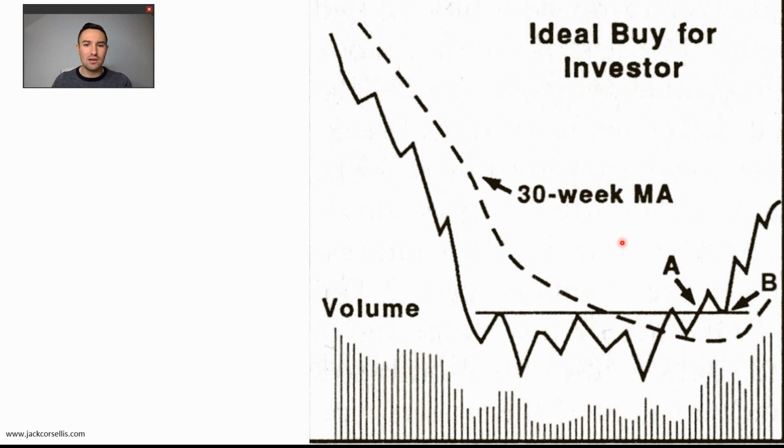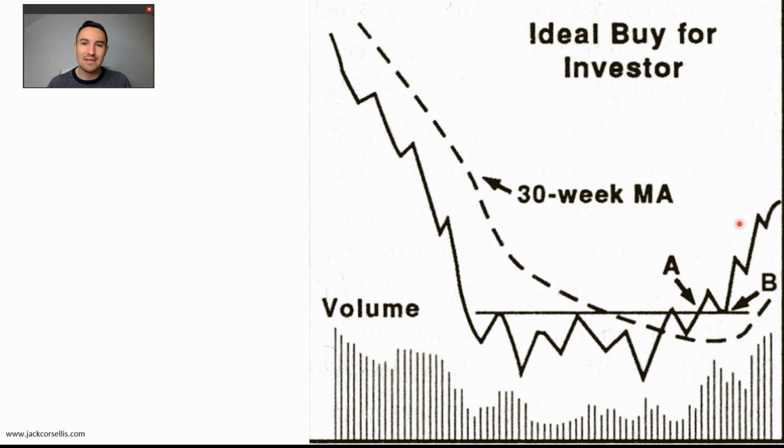So what might this look like for an investor? As Stan says here in his book, ideal buy for the investor. What we can see is we've got this stage 4 markdown, and then we transition into this potential stage 1.